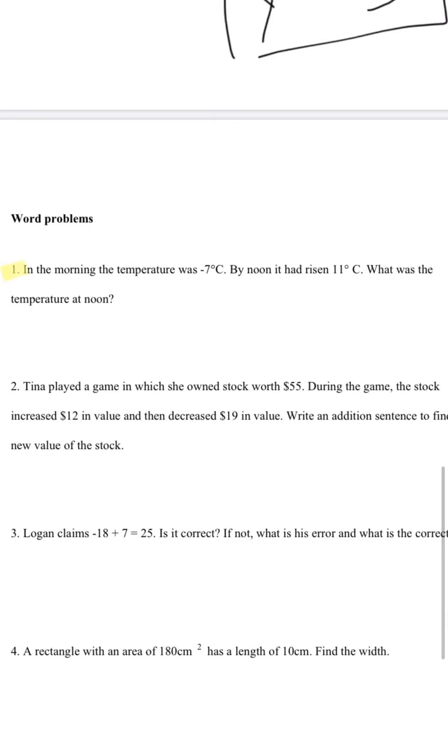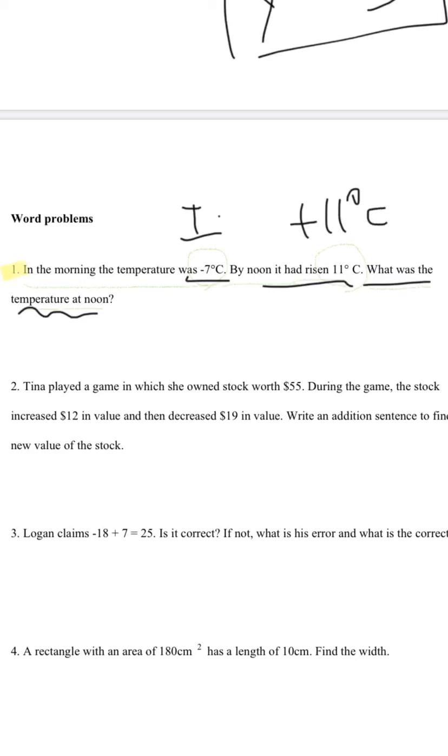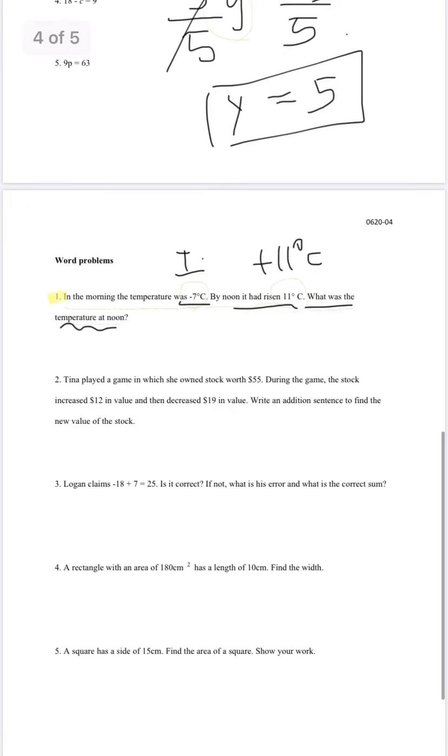So let's look at number 1. It says, in the morning, the temperature was -7 degrees Celsius, and by noon, it had risen to 11 degrees Celsius. So what was the temperature at noon? Okay, so we're trying to figure out the temperature at noon, right? Our initial temperature is -7 degrees. Okay, that's our initial. And it has risen 11 degrees, so it's going to be plus 11 degrees Celsius, right?